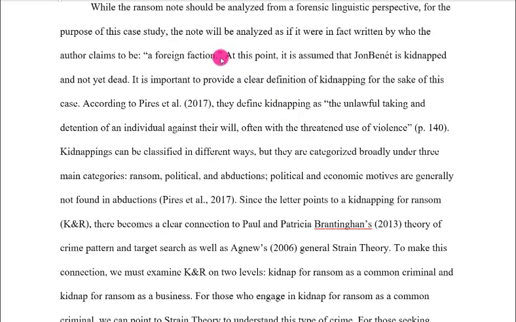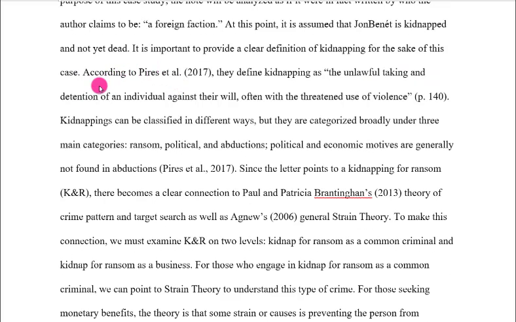Moving on, I have another intro phrase, "at this point," comma, and as you know, on the other side of that should be a complete sentence: "It is assumed that JonBenet is kidnapped and not yet dead." Okay. From there, I have another keyword, "according to," and so I'm introducing a study here. So the comma is going to come after that. In this instance, because I am using a parenthetical citation, it's going to come after it.